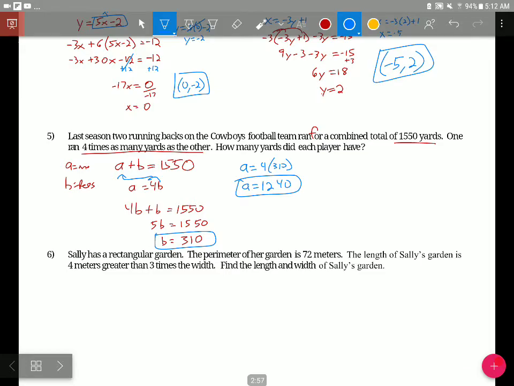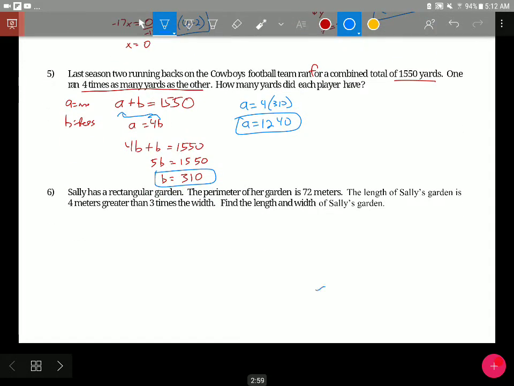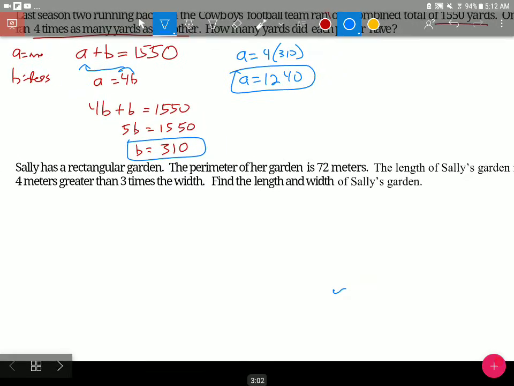There you go. Sally has a rectangular garden. The perimeter of her garden is 72 meters. The length of Sally's garden is 4 meters greater than 3 times the width. So this one you actually have to know a geometry formula. So let's do length and width. And for perimeter, remember there's a perimeter equation. Perimeter equals 2L plus 2W. So I'm going to use that. If I've got 2L plus 2W equals the perimeter, well, they tell us the perimeter is 72 meters.